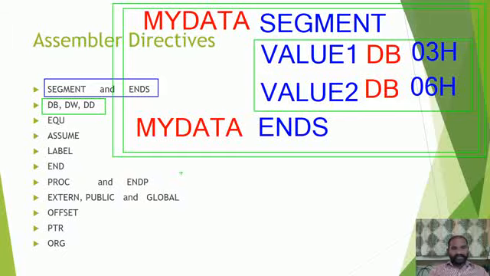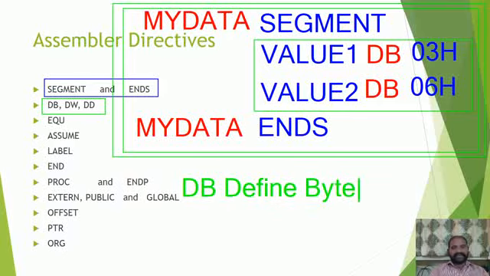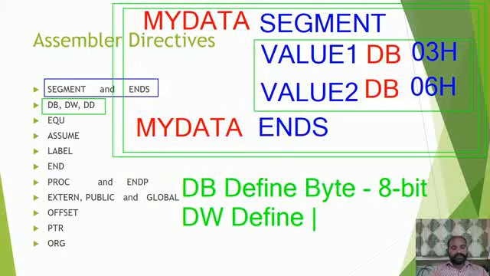So db is nothing but defined byte. Remember, these are very important in internal questions. Defined byte is used for declaring an 8-bit number. Next, dw. dw is nothing but defined word.